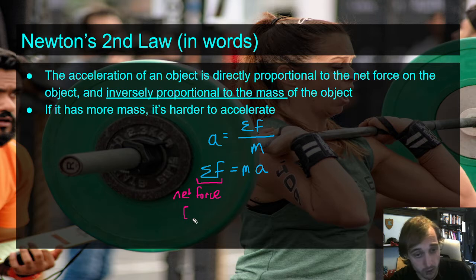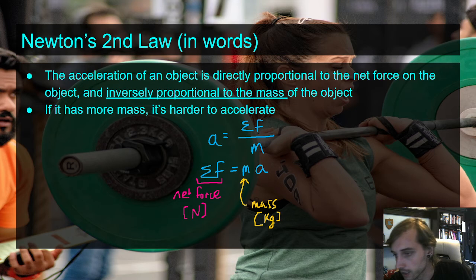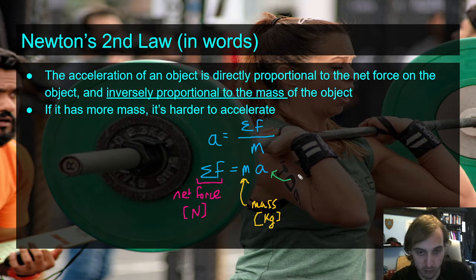The units on net force are newtons. This bit is mass, which is measured in kilograms. And this bit is acceleration. The yellow is a buffer between the red and the green, so sorry if you're red-green colorblind. Hopefully this isn't too bad.